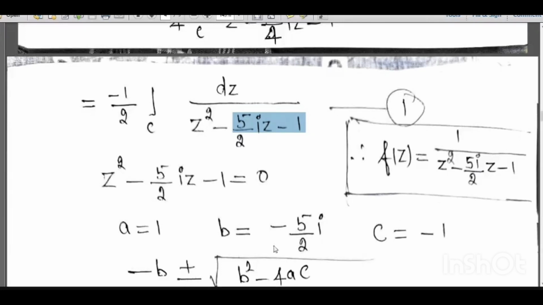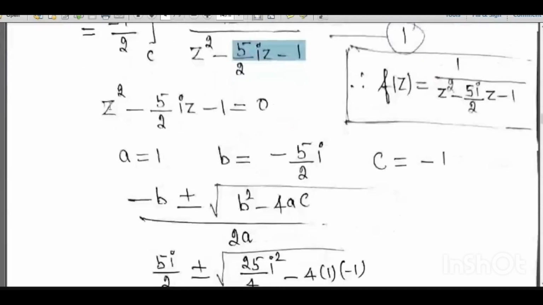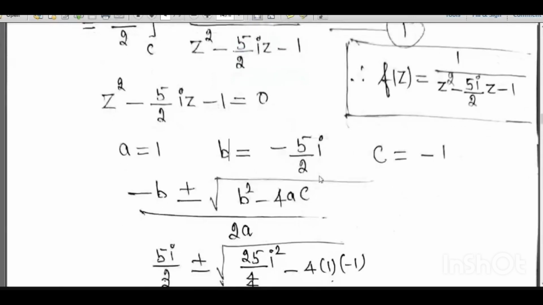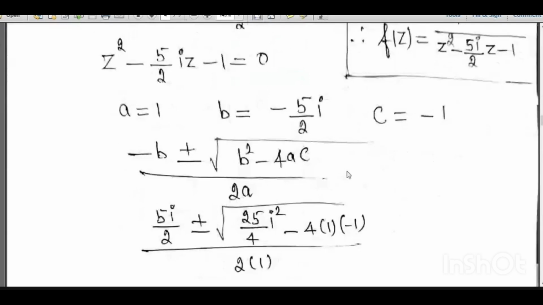We have to find the poles, the zeros of z square minus 5 by 2 iz minus 1. For this, you have to find the poles. This is a quadratic equation, and you know very well how to solve it. ax square plus bx plus c is equal to 0. The formula to find the solution for this quadratic equation is minus b plus or minus square root of b square minus 4ac, whole divided by 2a.